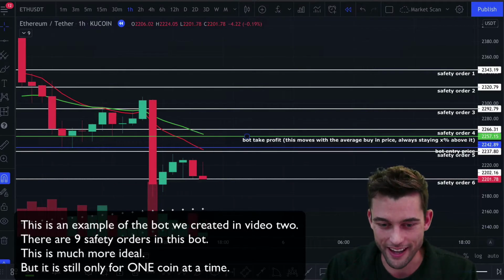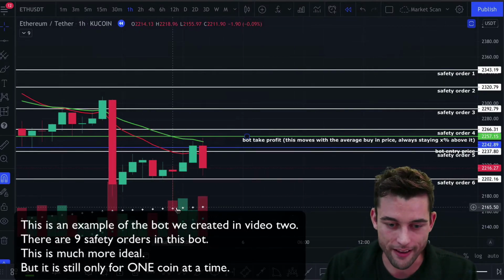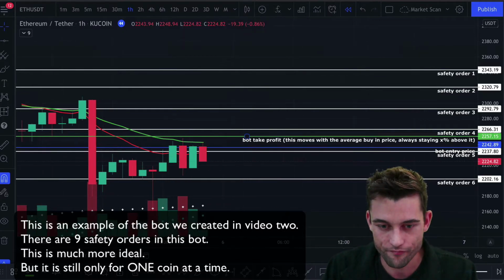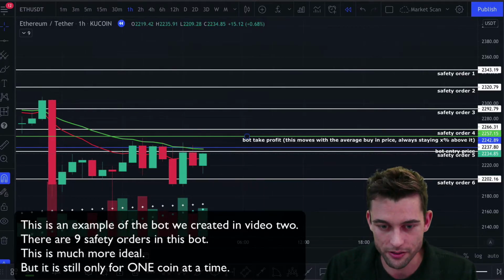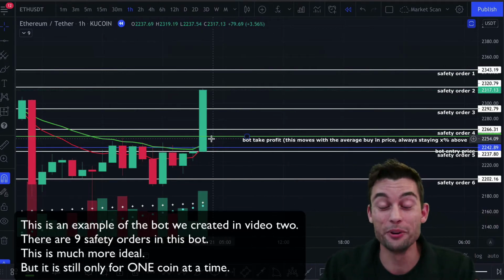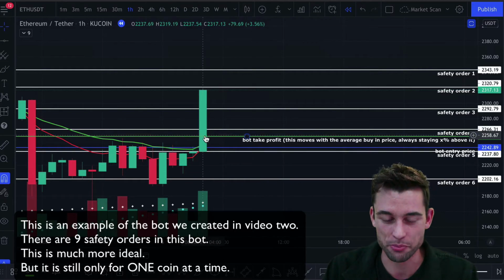Hopefully it doesn't dump again. I guess I didn't pay too much attention. This one might have had another safety order, but we're just going to ignore that. And hopefully this comes back up to get to the take profit. There you go. Take profit. And you finally would have had your take profit. It would have taken a while, but you would have had your take profit right here.